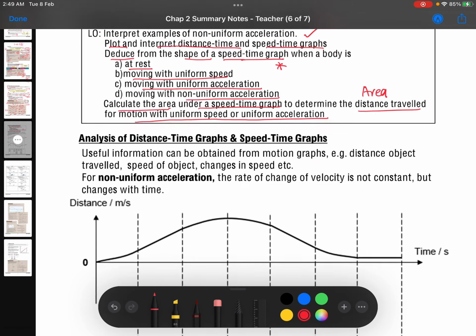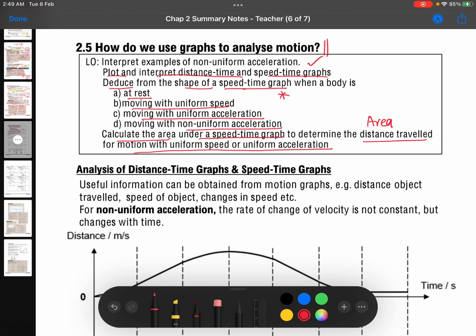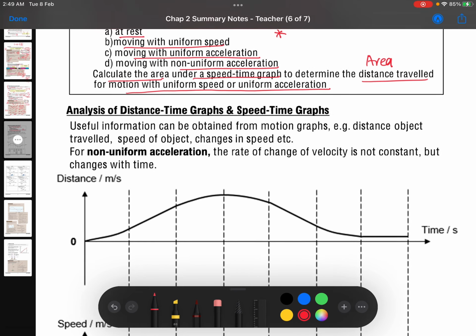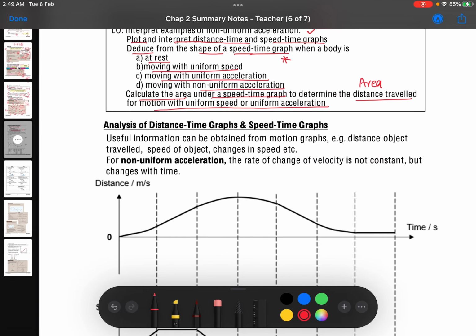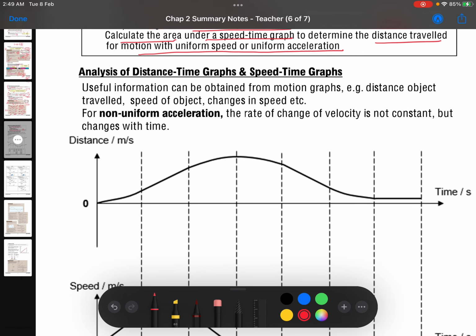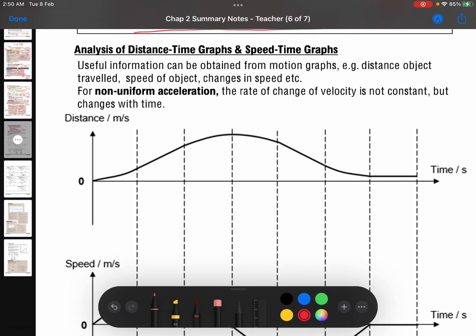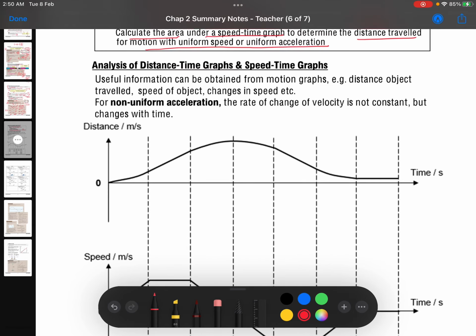So in your textbook, you will see many examples in many pages that cover all these situations. But what Mr. C has done is make it into a very simplified version, and this is thanks to Mr. Pauly. He came up with this analysis of distance time and speed time graphs, a summary which I borrowed from him with his permission. So this will help you save a lot of time when studying for this topic.